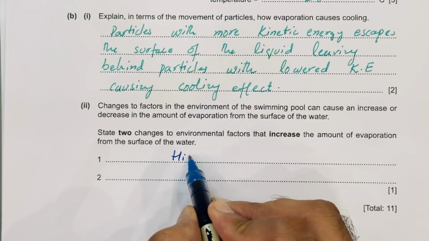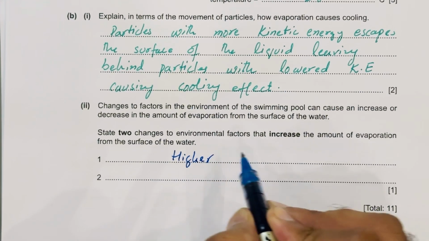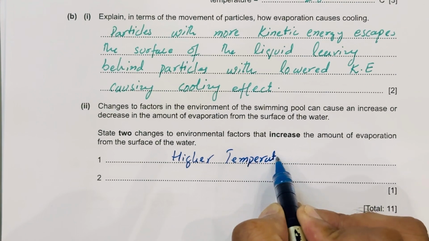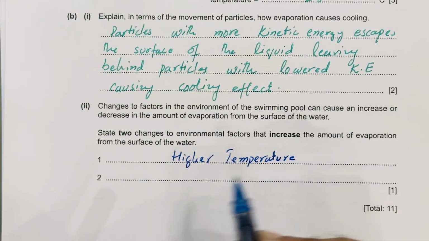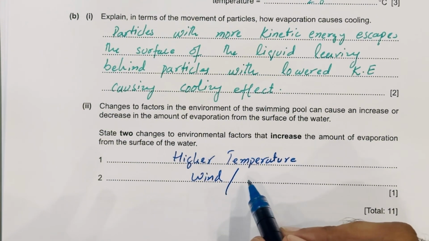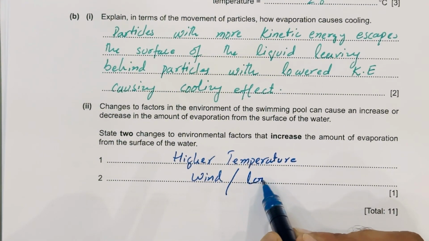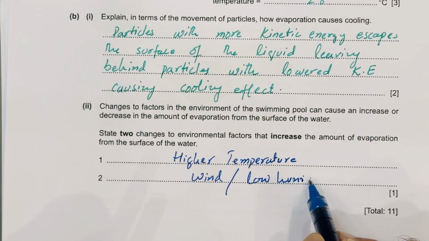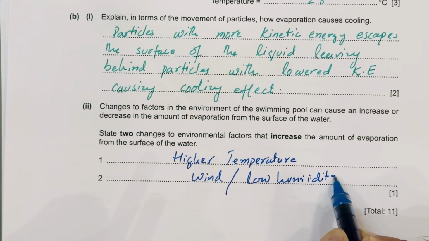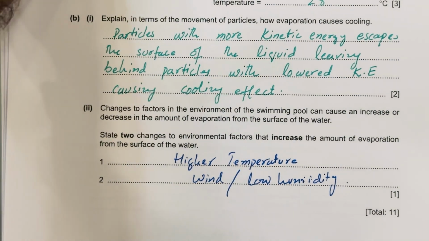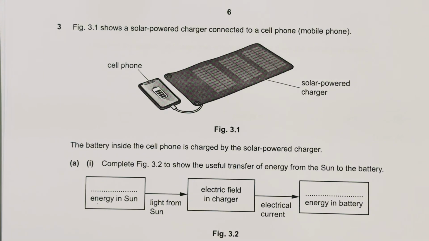So we can write our answer: higher temperature, wind pressure, or you can write low humidity. Any two factors are needed to get 1 mark. Okay, so this is how we have completed question number 2. Now moving to question number 3.